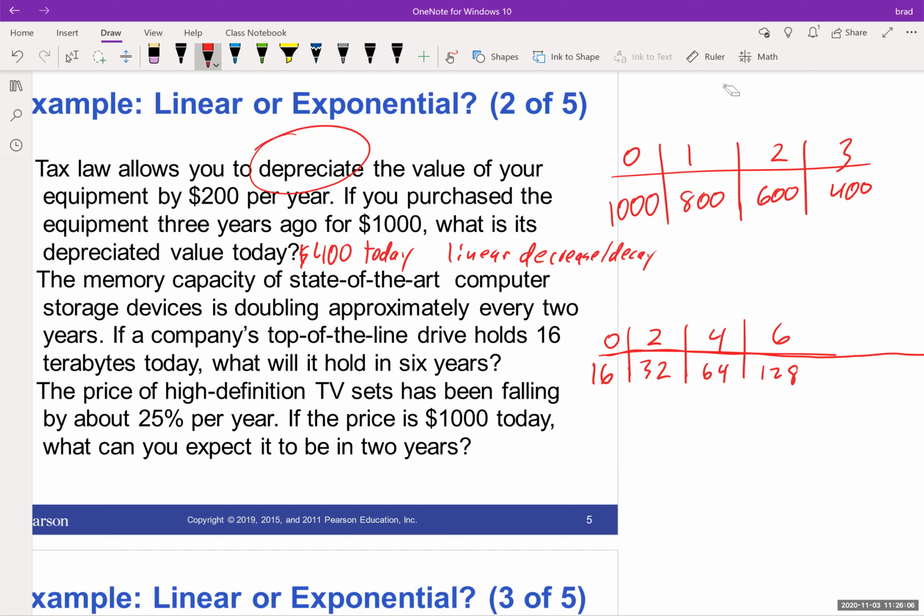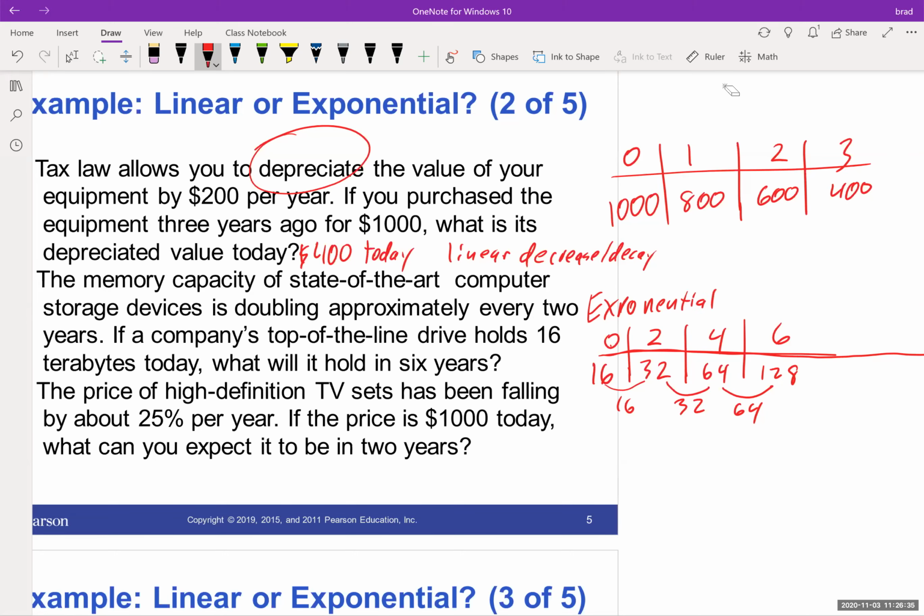So this grew from 0 to 16. So it grew from 16 to, this would be 16. This would be 32. And this would be 64. Okay, so is it doing it the same amount each time? Okay. So what would you guys say this growth would be? I would say this would be exponential growth, because it's not the same amount.